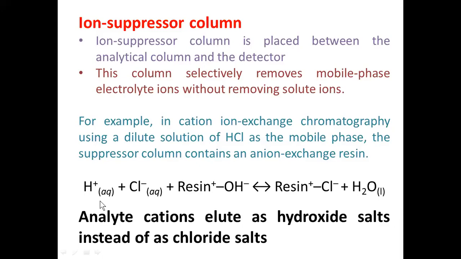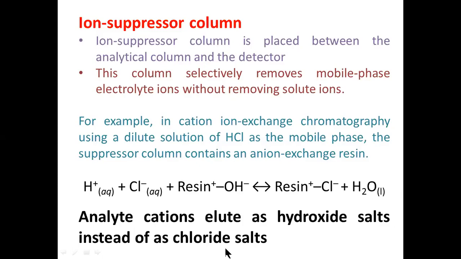So not only is the suppression of hydrochloric acid done, but we have also obtained a neutral solvent, and we completely achieve the elimination of the background interference from the mobile phase by converting hydrochloric acid into water. So the analyte cations, whatever is present during the elution process, will be eluted as hydroxide salts instead of chloride salts.